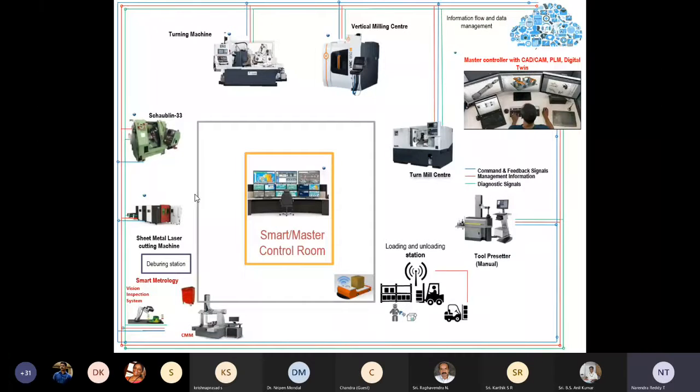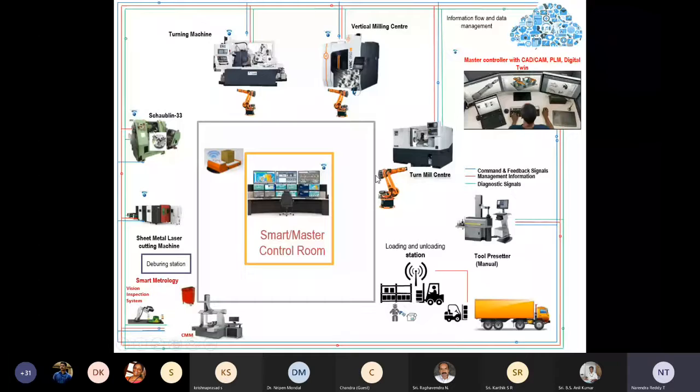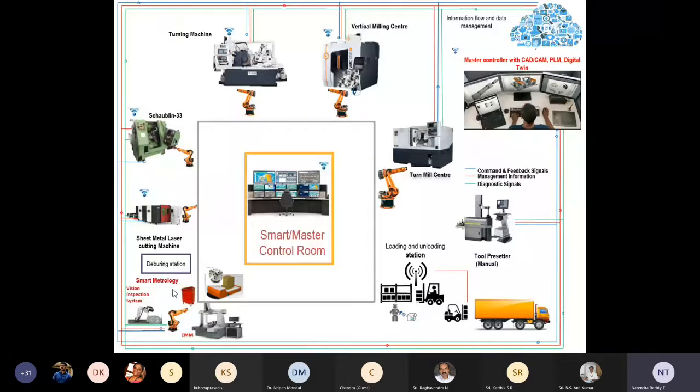And this is our smart factory. I said that we are going to establish. You can see that the raw material is coming from outside. And once it comes to the loading and unloading station, with the help of an automated guided vehicle, the component will be going across the factory. And we are using robots for machine tending. And once the machining is done, it will come to the measurement station. Once the measurement is done, it will go back to the unloading station.